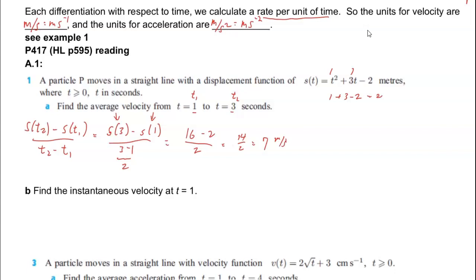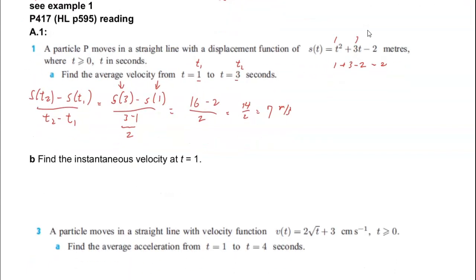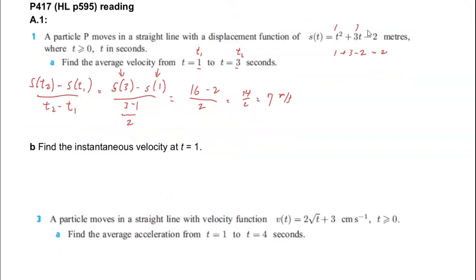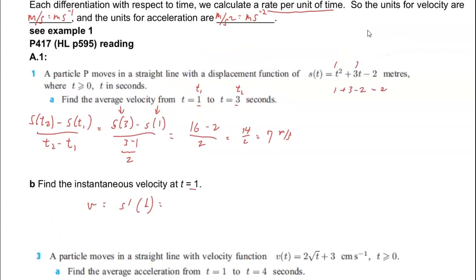Okay. Find the instantaneous velocity at t equals 1. Remember, to find instantaneous velocity, we take the derivative of the displacement function, and we plug in the time value we want, which is 1. So what is the derivative of the displacement function? It is 2t plus 3. So I'm going to put 2t plus 3, and I'm going to put 1 into the t value, so that would be 5. So the instantaneous velocity is 5 meters per second.